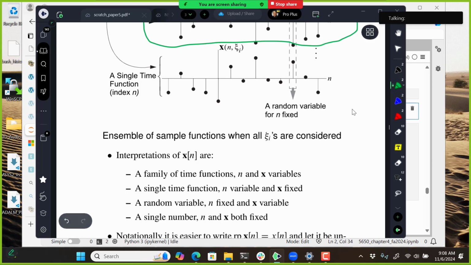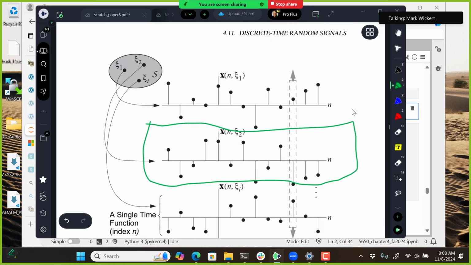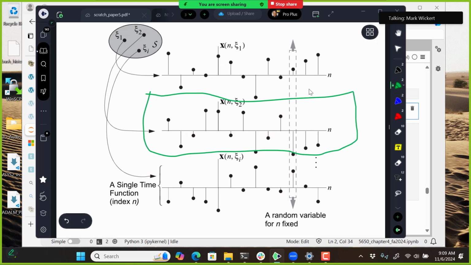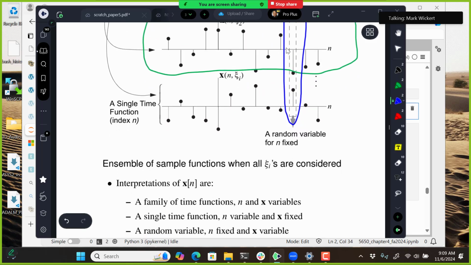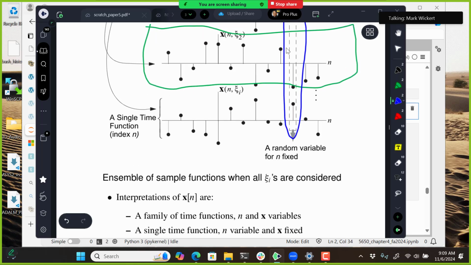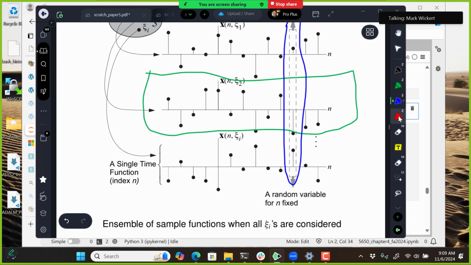You could consider it as a random variable by just slicing it vertically, which is what this dashed box here is doing. So just slice down at one time index through all of the sample functions of the ensemble, and now you've just got a random variable, and those are the various values that the random variable takes on at that index n. And of course, the last one is just focusing in on a single sample value. So you might say, I'm just going to pick one sample function and one time value, and say that's it. It's that value. It's some negative number at that particular index.